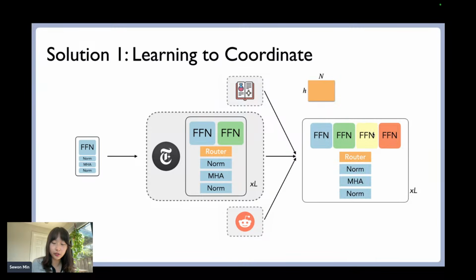So why is this good? There are two reasons. First, because we are freezing the shared layers, we don't really have to do model soup, which has these issues of weights diverging from each other. So they are already synchronized.